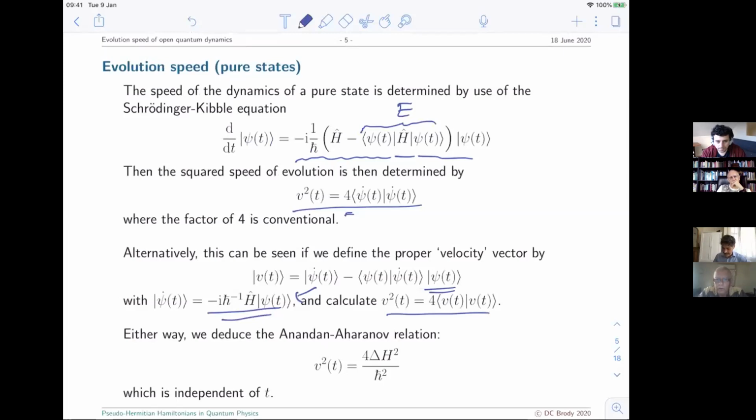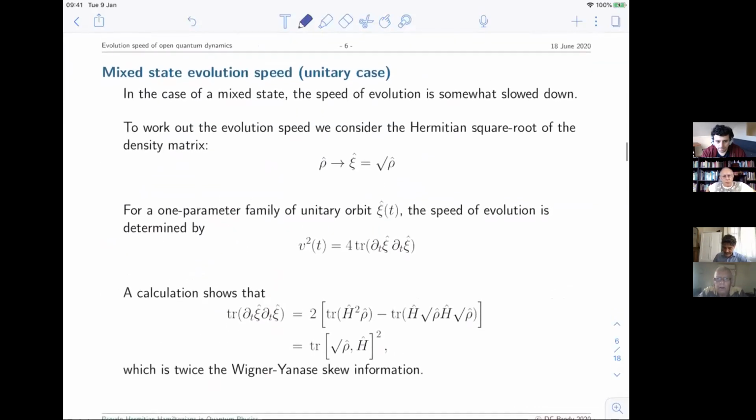So what about a mixed state? Before I dive into my topic, one more background topic. In the case of mixed state, let me look at the unitary evolution first, just for comparison with the previous pure state discussion, the Anandan-Aharonov relation. In the case of mixed state, things are a lot more complicated and there are different ways in which one can study. So in the most ideal world, one would like to work in Hilbert space.